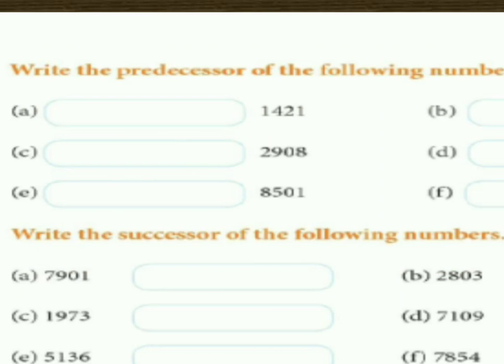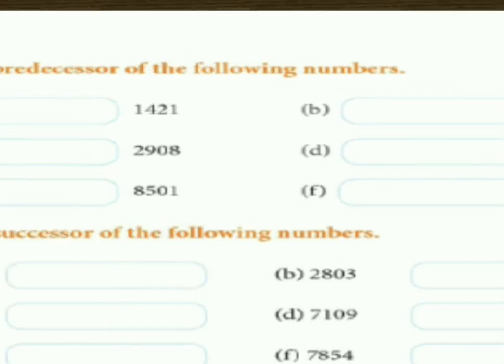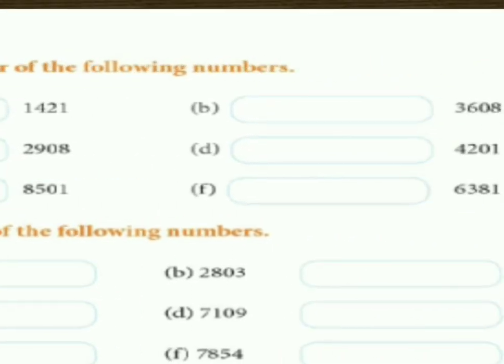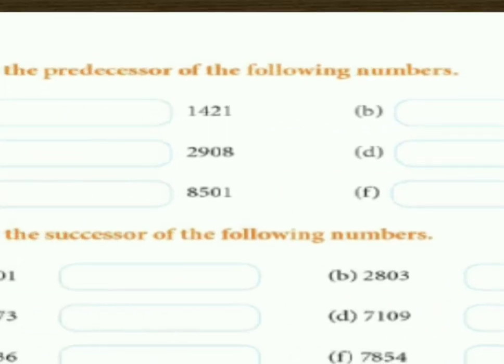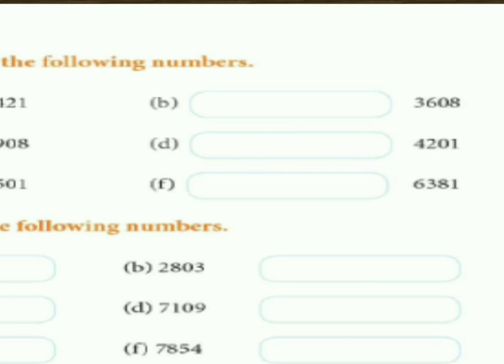If in B part, as you can see here, 3608, so you will write here 3607. In the next one, as you can see, 2908, so you will write 2907. Here 4201, so you will write there 4200. Here as you can see 8501, so you will write 8500. 6381, so you will write here 6380.